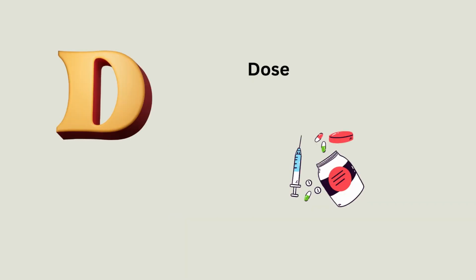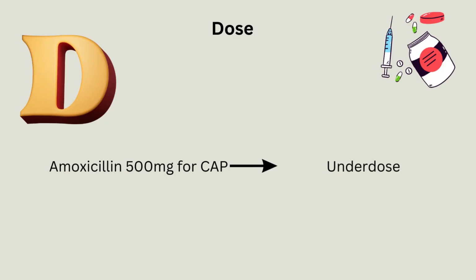The second D to consider is dosage. The antibiotics should be administered at an optimal dosage, avoiding both underdosing and overdosing to ensure effective treatment without unnecessary risks or complications. As an example, if amoxicillin 500 mg is prescribed for community acquired pneumonia, it is underdosed. This can lead to therapeutic failure, inability to clear the infection, and the development of resistance to amoxicillin in the future.